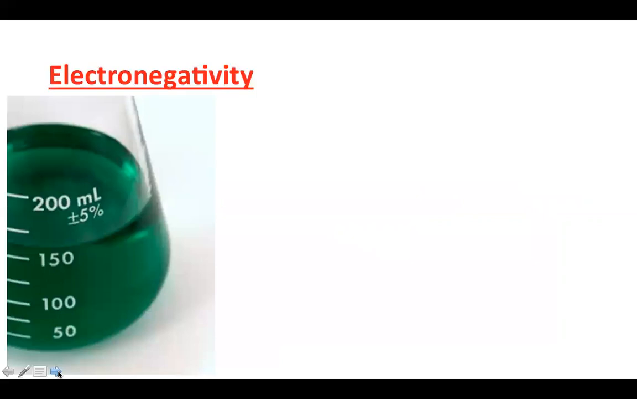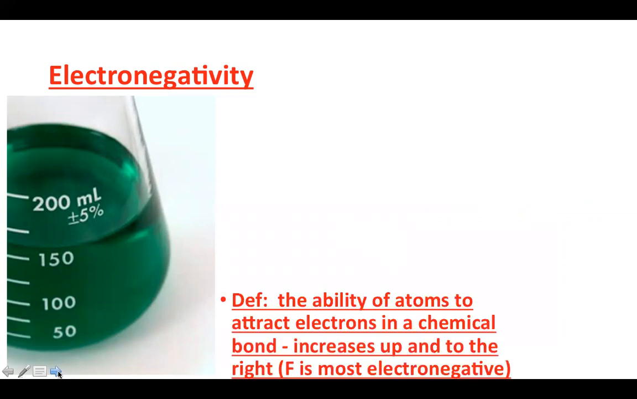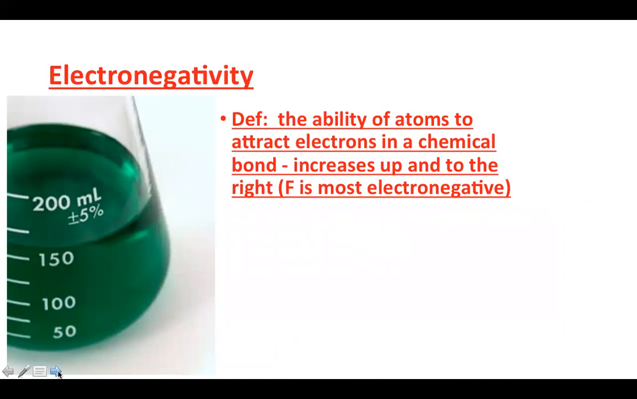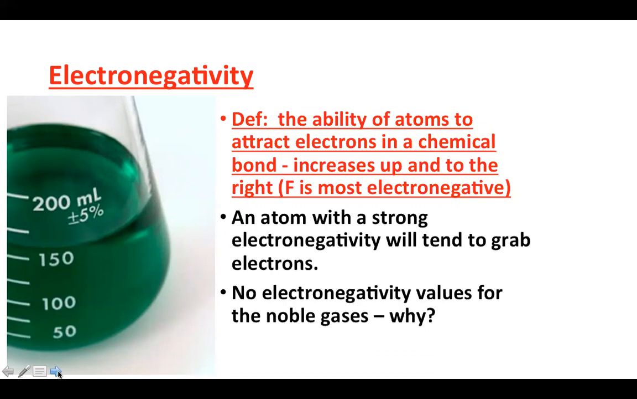All right, so the 5th trend is electronegativity. This trend is important because it explains things like polar and nonpolar molecules. And electronegativity is the ability of an atom to attract electrons in a chemical bond. And this trend, just like ionization energy and electron affinity, is going to increase up and to the right. But make sure you understand too, we're stopping at fluorine, with fluorine being the most electronegative. The noble gases won't have electronegativity values because they have complete full outer valence levels.